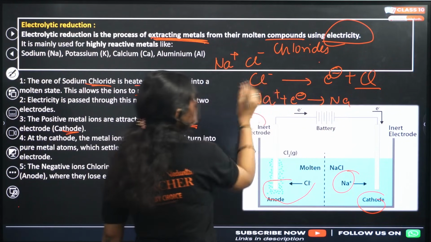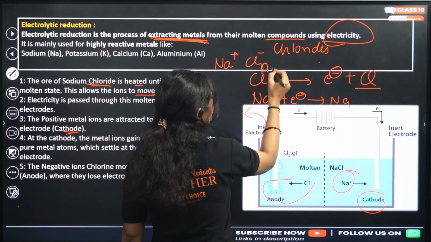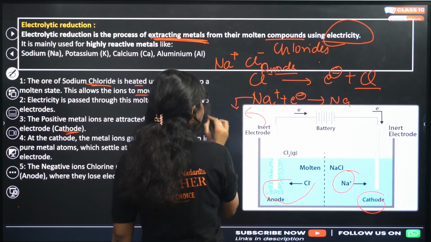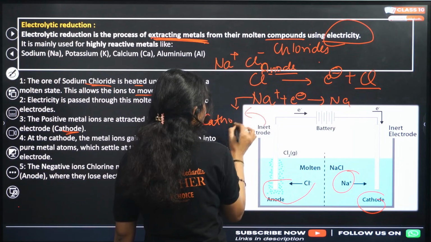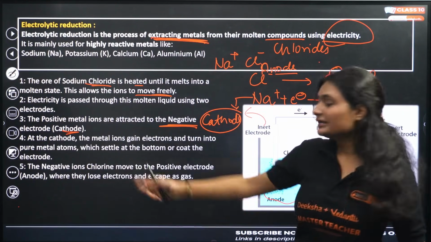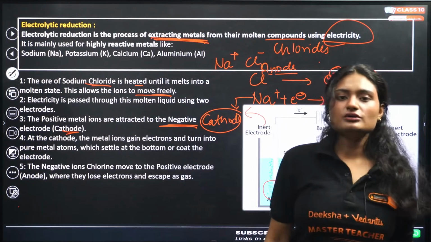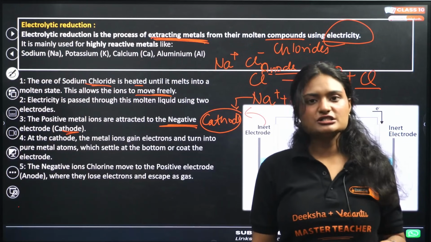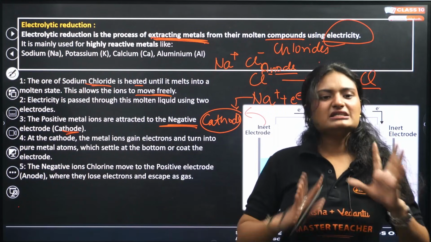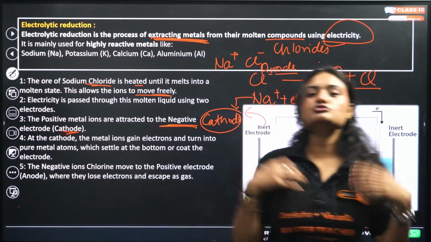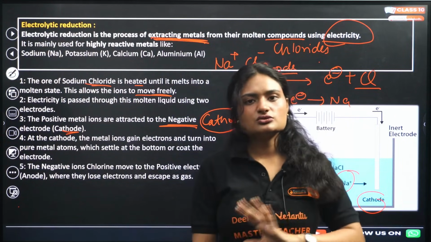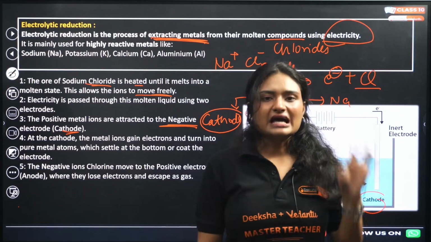Now this Cl process is happening at the anode and the sodium process is happening at the cathode. I hope it is clear now. The negative ion chlorine is going to the anode and the positive ion Na positive, sodium, is going to the cathode. Clear? That was electrolytic reduction. We use it to extract metals of high reactivity like sodium, potassium, aluminum, calcium, right?